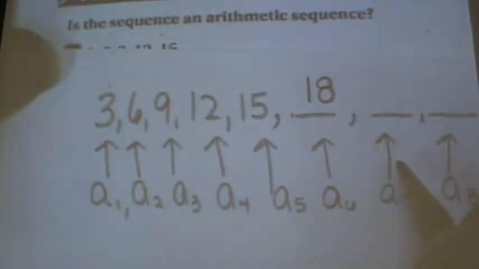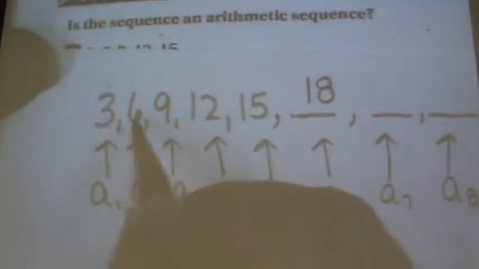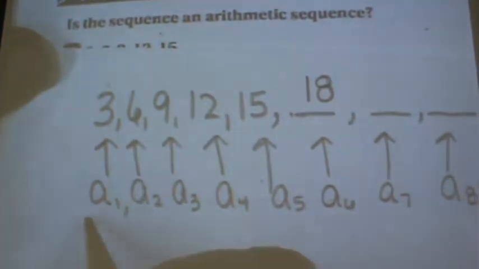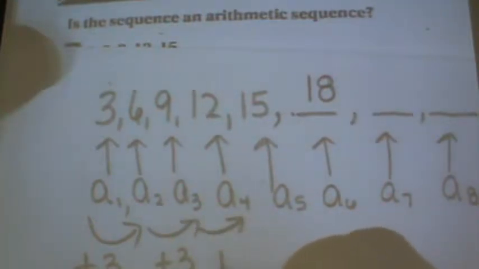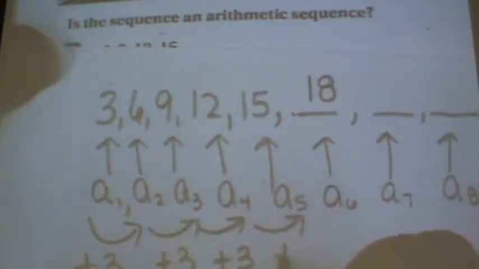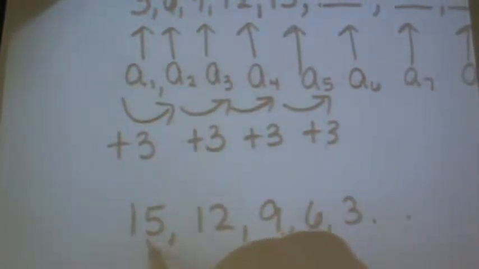Add 3. How did you know to add 3? Because to get from term 1 to term 2, they added 3. We call this the common difference. If the pattern has a common difference, now it could be going the other way. If this sequence was going 15, 12, 9, 6, and 3, and so on, the common difference would be negative 3, because we're going down by 3s, okay?